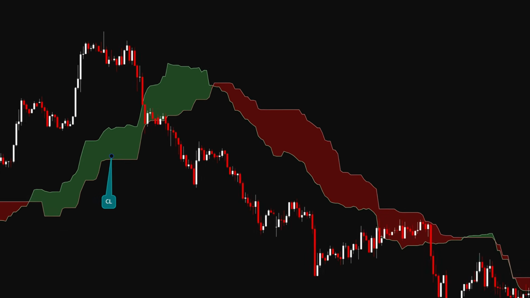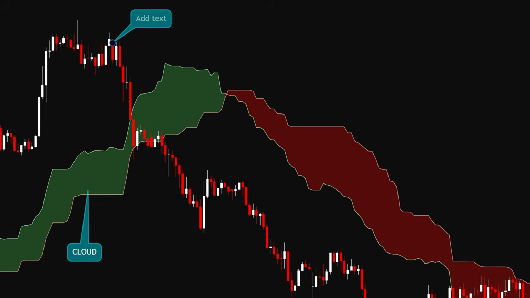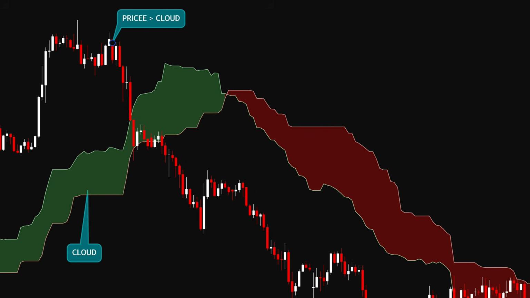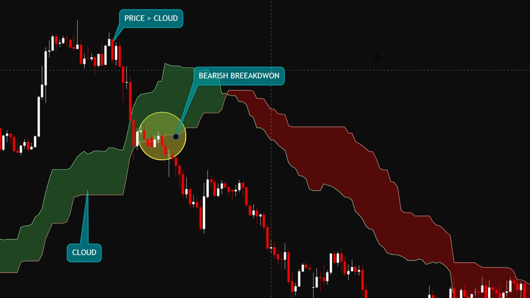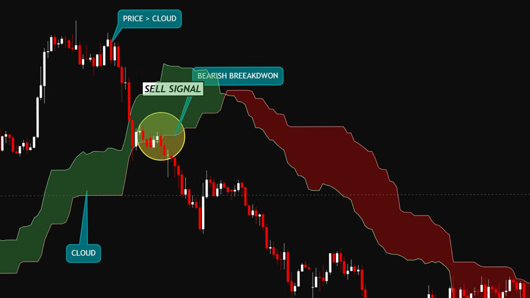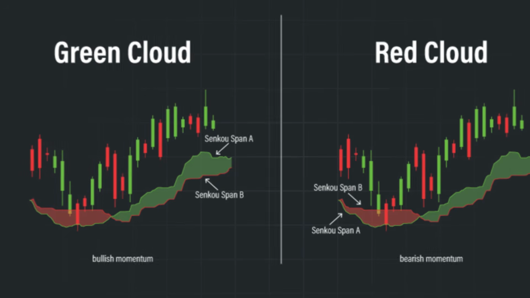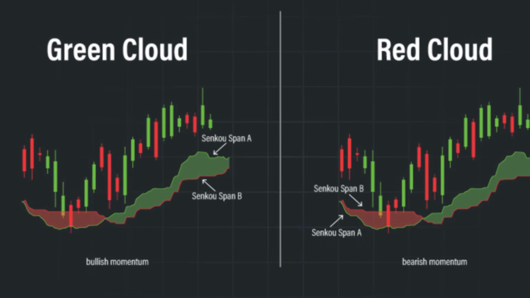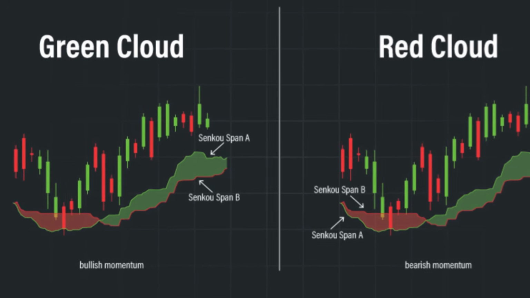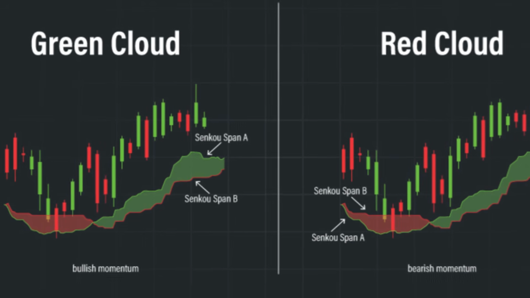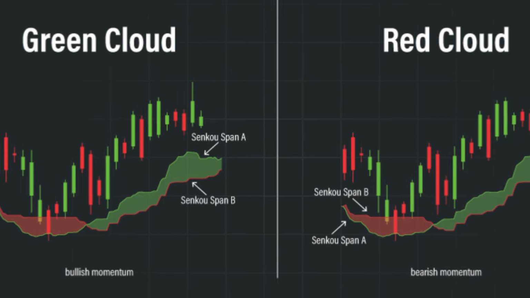Now flip it. Check this out. Price is above the cloud. That's bullish. But then suddenly it breaks below the cloud. That's your potential sell signal or bearish breakout setup. Simple, right? Above the cloud, bullish. Below the cloud, bearish. And that's the core idea. We've stripped down Ichimoku to just the cloud, so you can actually see what's happening without feeling overwhelmed.